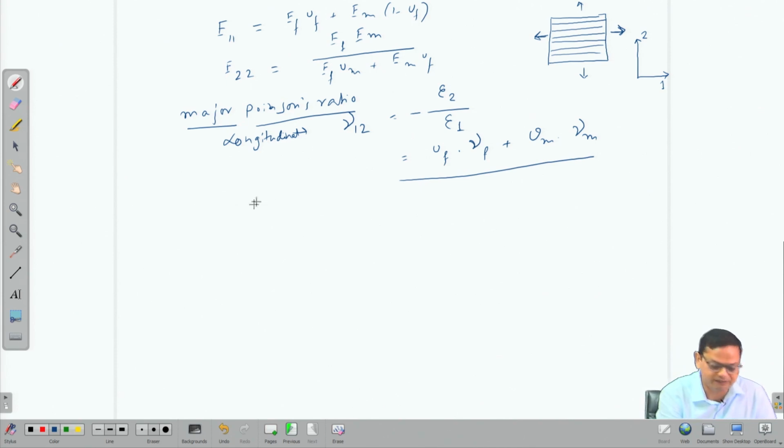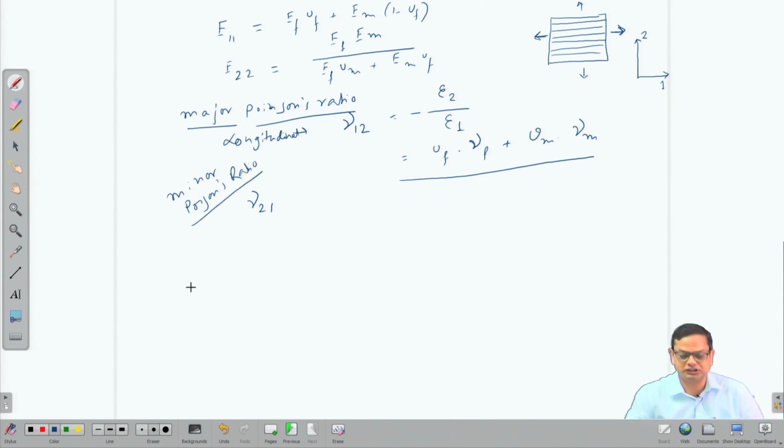Similarly, you can get the value of nu 21, which is basically the minor Poisson's ratio. And that nu 21 you can get from this: now it is transverse loading in this direction. So, nu 21 is equal to epsilon 1 over epsilon 2 in case of transverse loading.